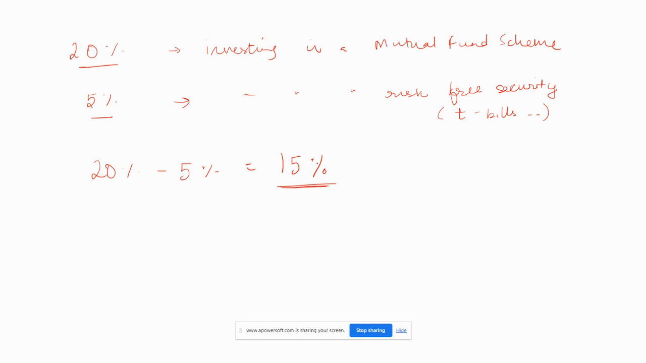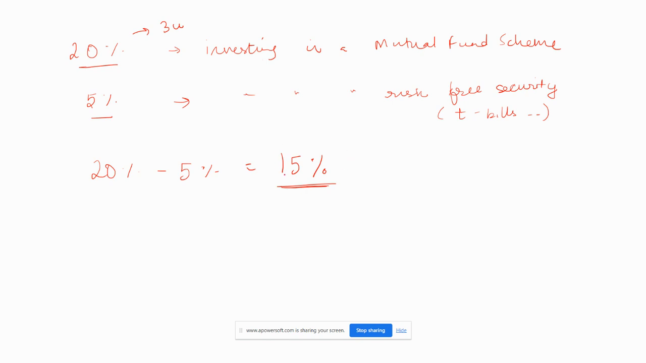But is that it? No. For this extra return that I generated, I took some extra risk. Correct? If I take risk, then only I'll get higher returns. So for that extra risk that I have taken, I got higher returns to compensate for it. Now let us suppose that I took 3 units of risk.